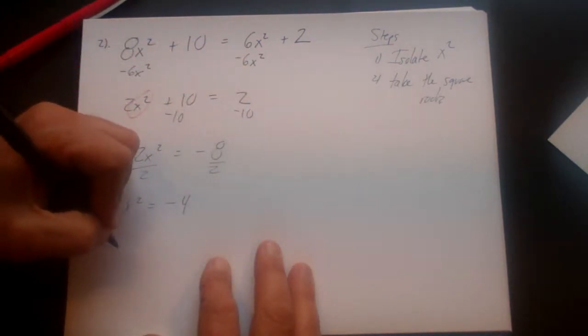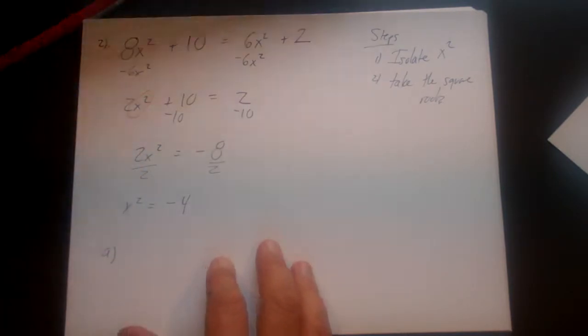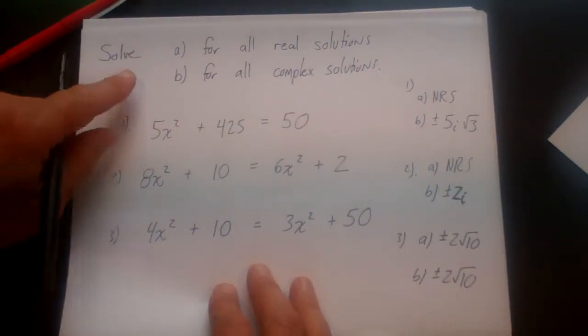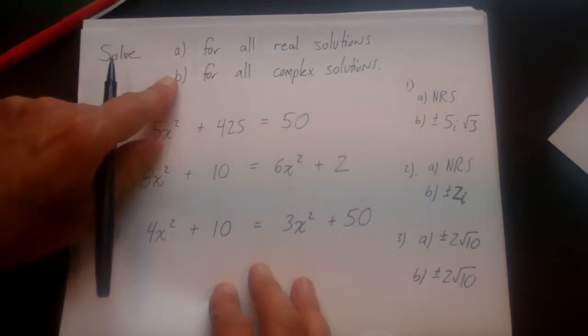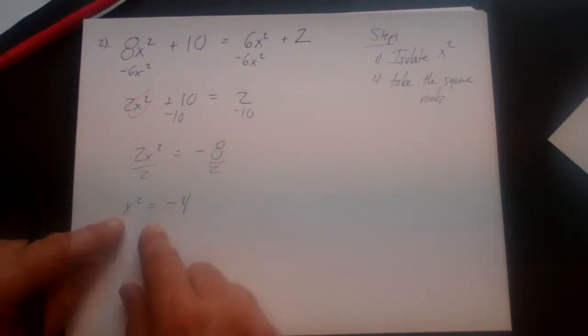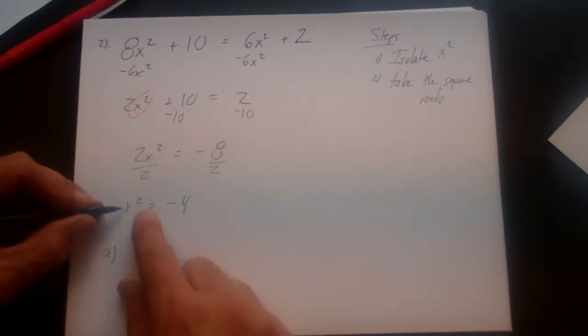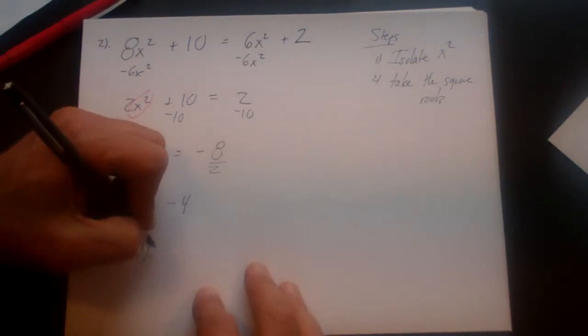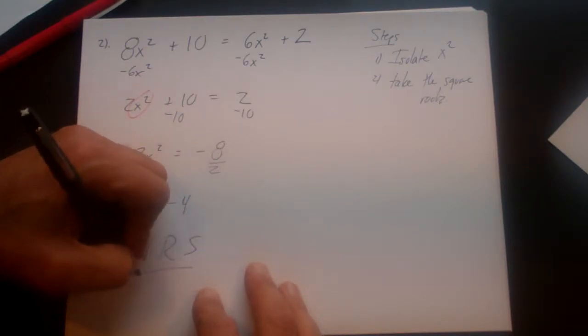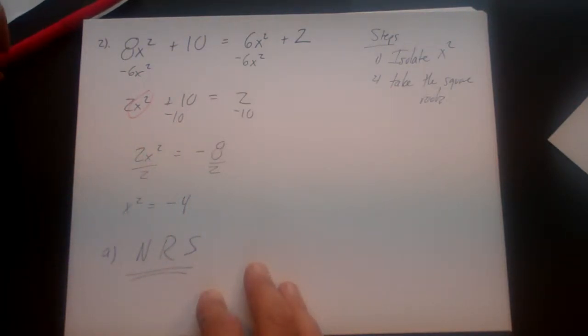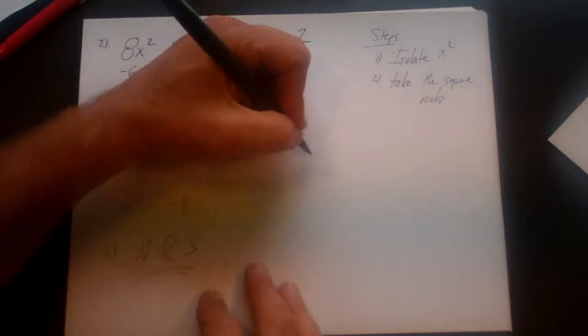At this point, I can answer the first part of the problem. Remember, there was 2 steps to each problem. One was solve for all real solutions, and then solve for all complex solutions. At this point where you have x squared is minus 4, there is no real number that you can square and get a negative, so your answer would be no real solution, or NRS. But we can continue with part B.